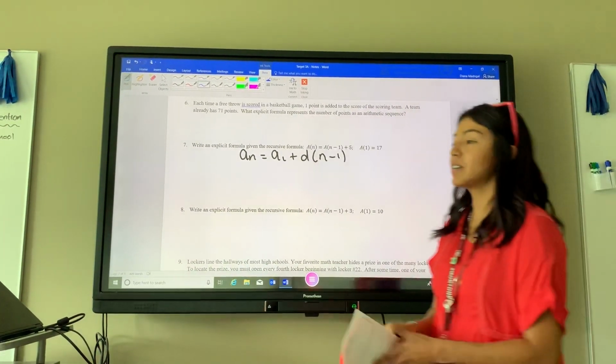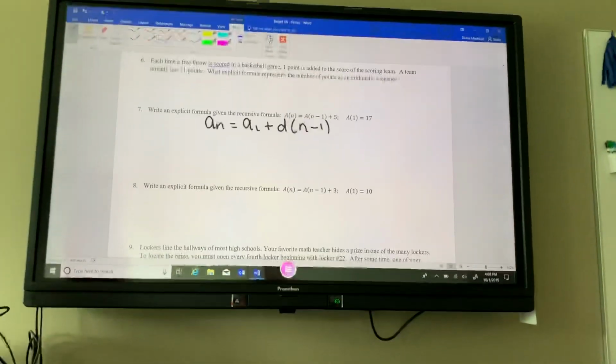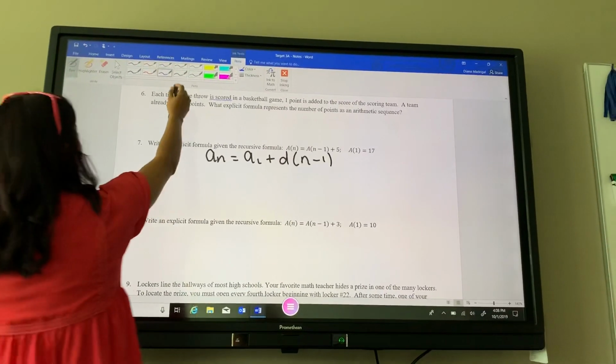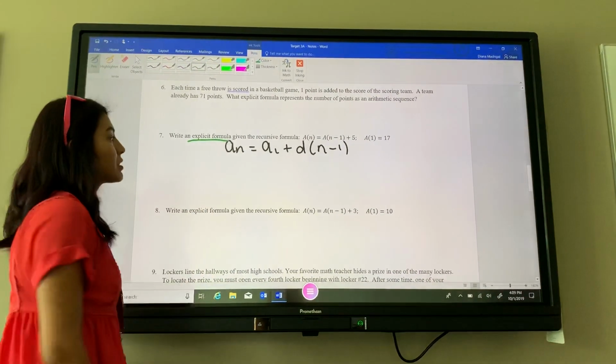Alright, number 7 is pretty easy. They give you information. All you have to do is plug it into your equation. Alright, again, write the explicit formula. What is the explicit formula?